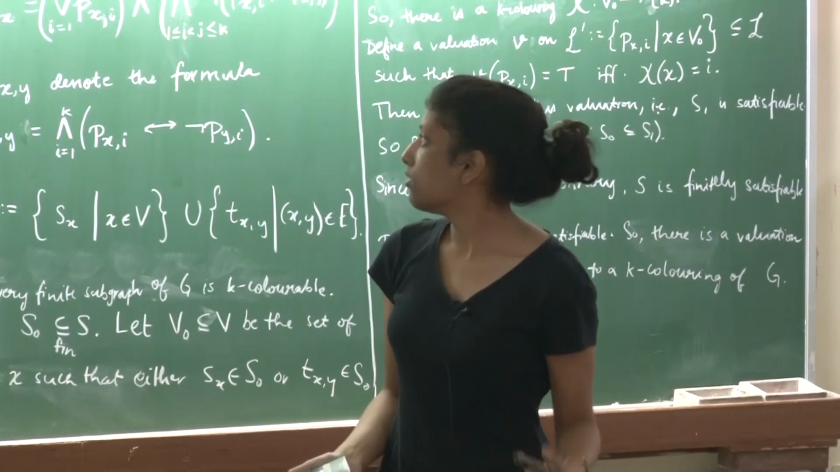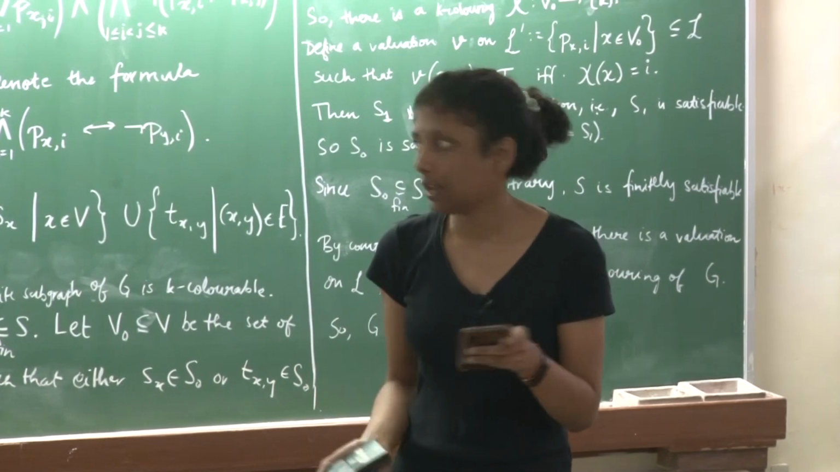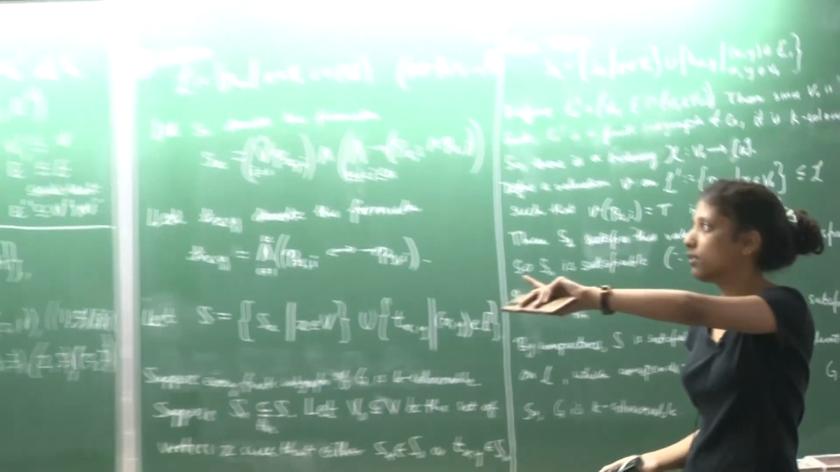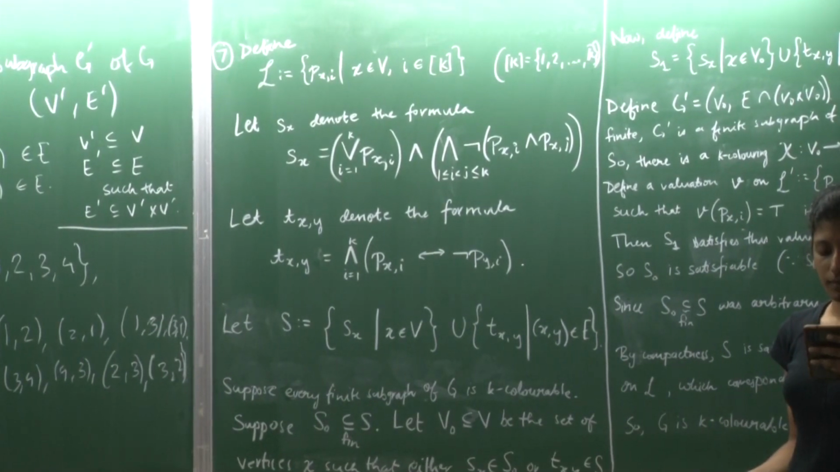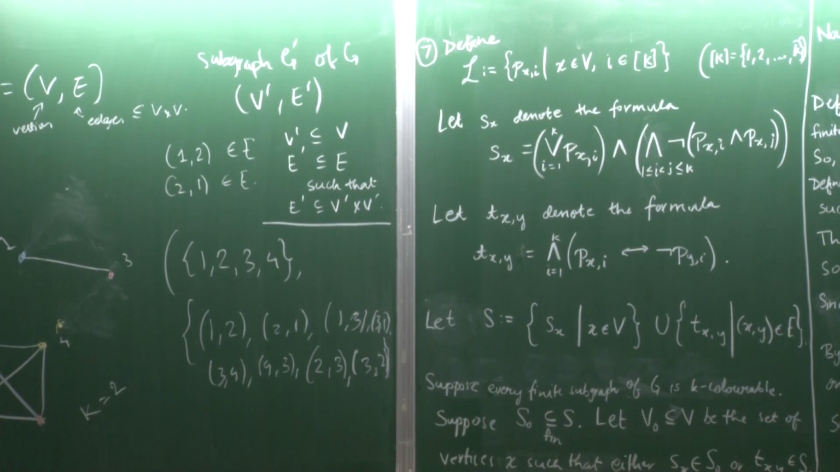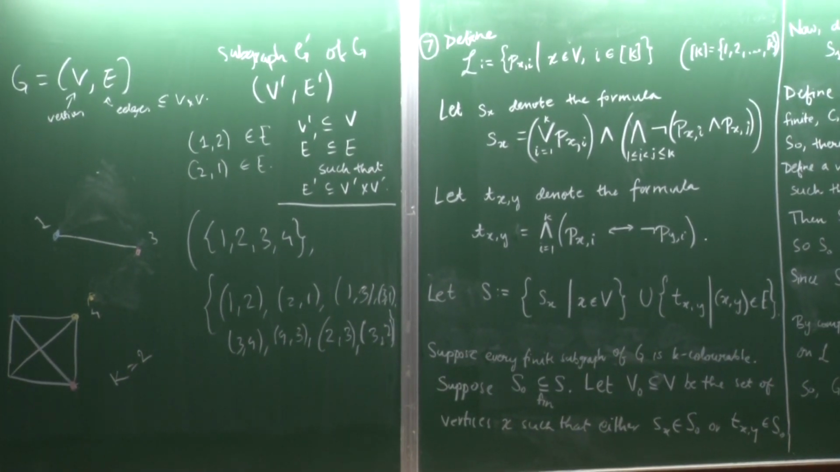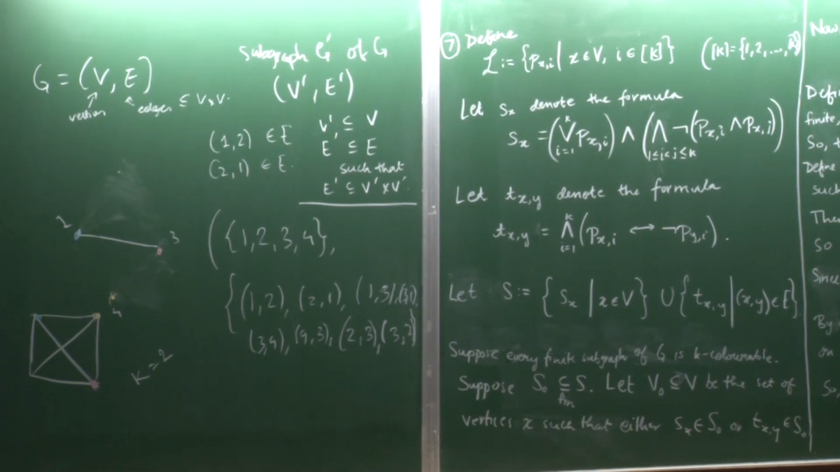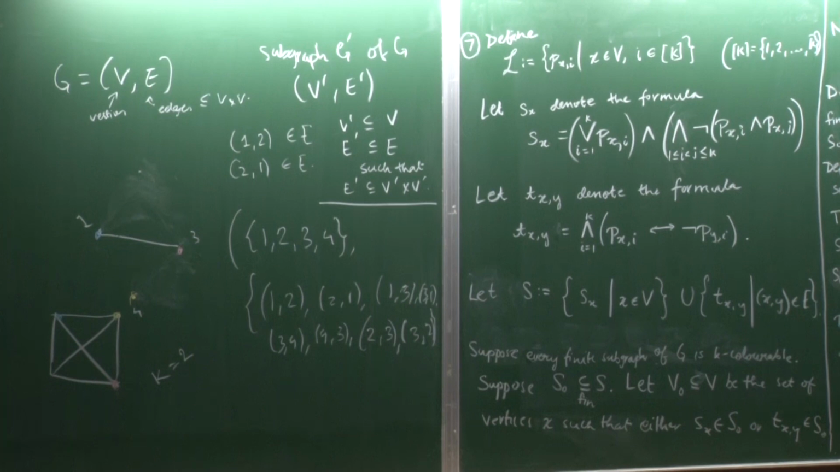Fine. So I haven't done that part. You can write that part on your own. I am more interested in showing you how to do the other side, which is that if every finite subgraph is k colorable, then the graph is k colorable. And you have to use compactness, which means that you would need to define the language and the set of formulas that you will show finite satisfiability of and proceed.